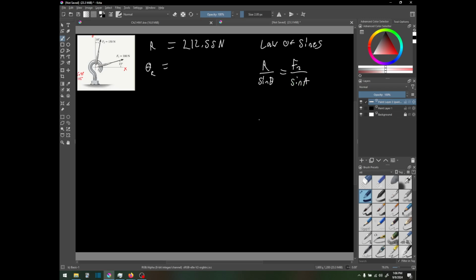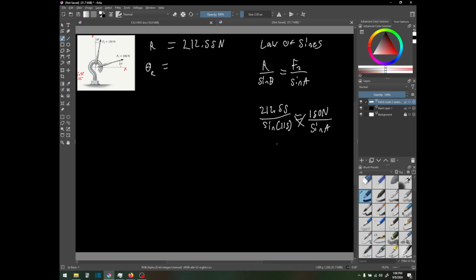To plug in what we already have, R is 212.55, and sine B is sine of 115, which is going to equal F2, which is 150 newtons, over sine A.